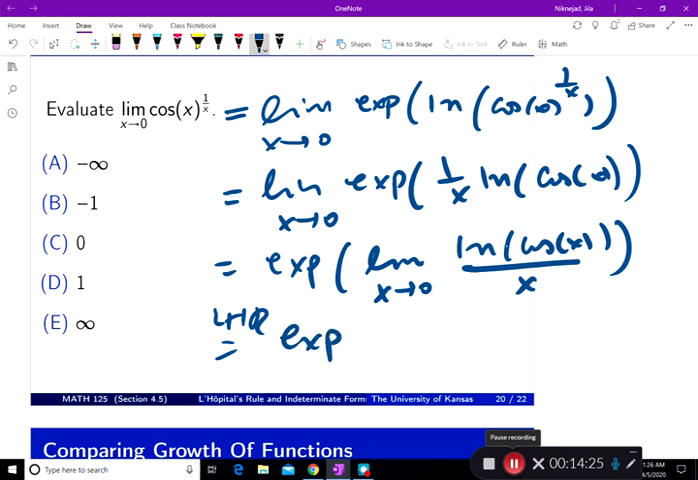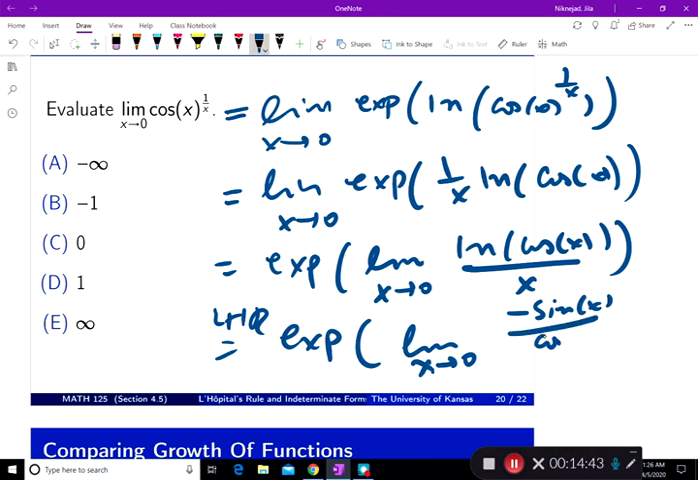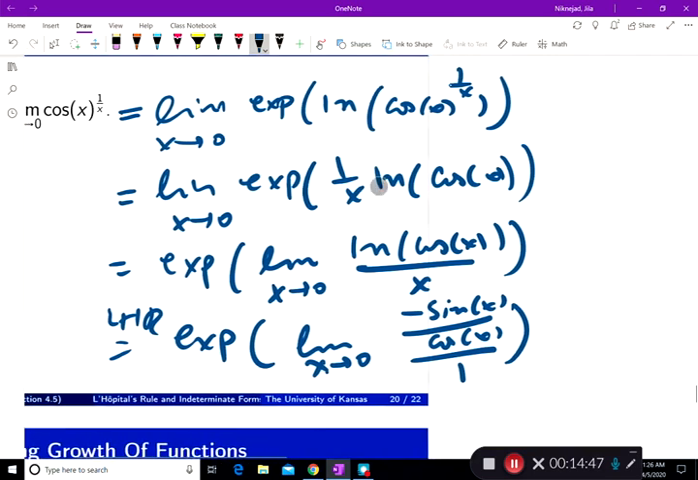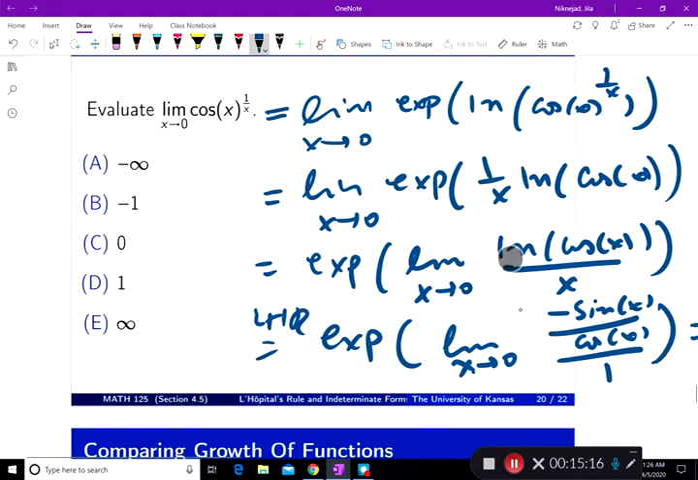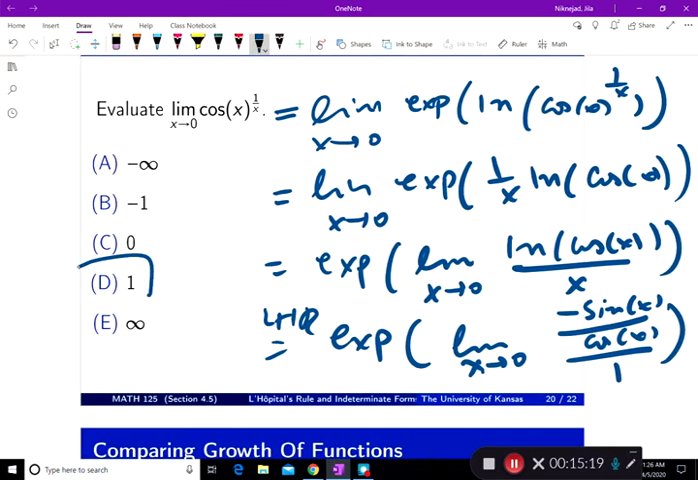And this becomes 0 over 0, and then I can use L'Hopital's rule, exponential, and this is limit x goes to 0, and the derivative of natural log of cosine of x is negative sine of x over cosine of x, divided by 1. And so this entire thing, I get 1 as the answer.